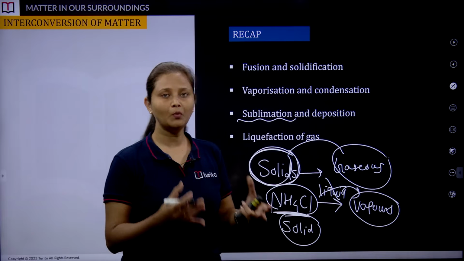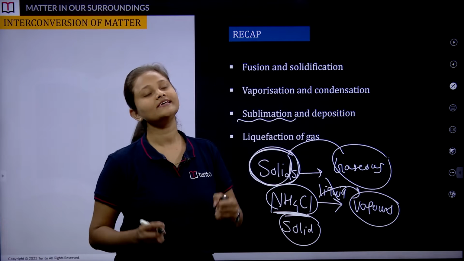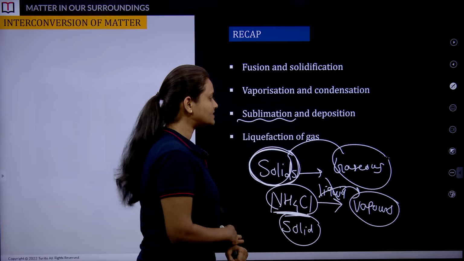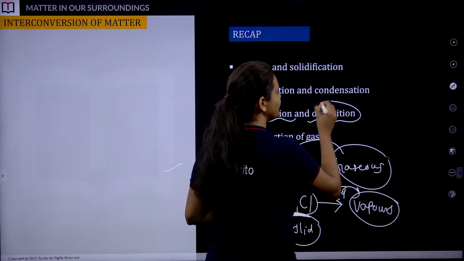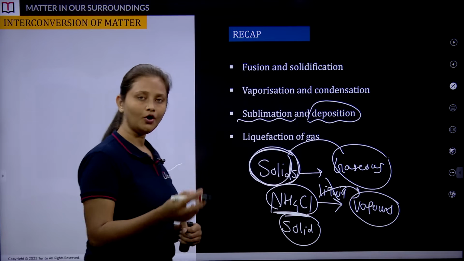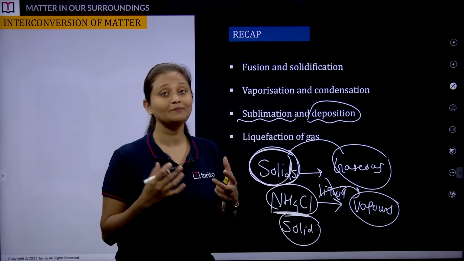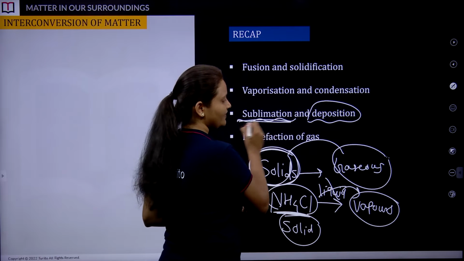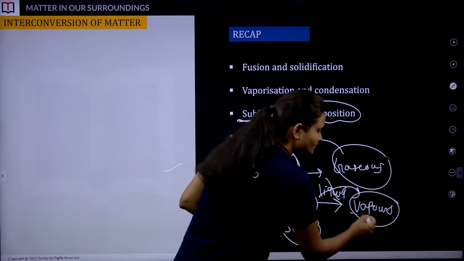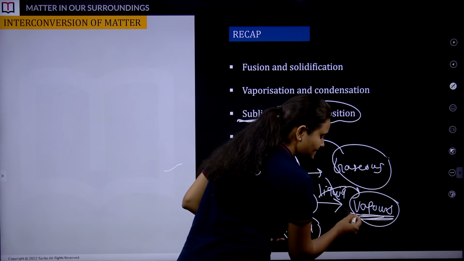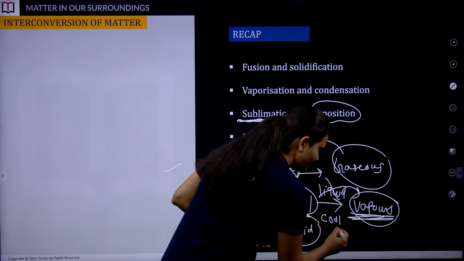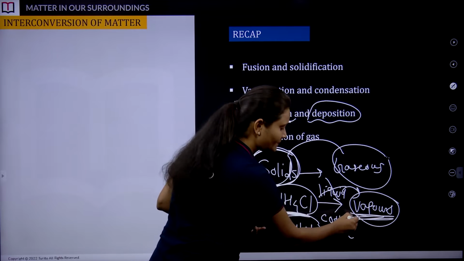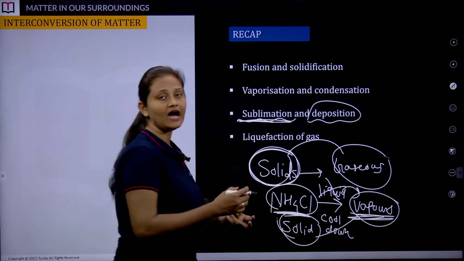Naphthalene balls, camphor, these are a few examples of what? Sublimation. Correct. Students, we have the next concept, that is deposition, or we can also refer to this as desublimation. What happens? It's opposite to sublimation, right? If these vapors or gaseous particles get cooled down, deposition of these vapors happens and they are back to what?